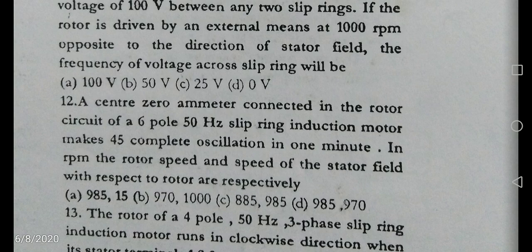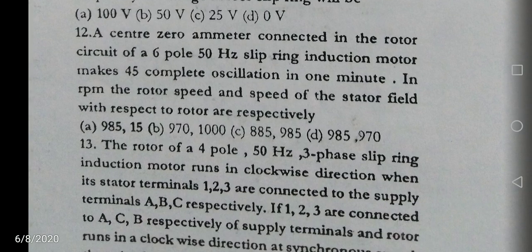Stator field with respect to rotor. If you want the rotor speed, then this value must be deducted, that means NS minus NR. This value, 15, must be deducted from the 1000 rpm. 1000 minus 15 is 985 rpm. So the rotor speed is 985 rpm.